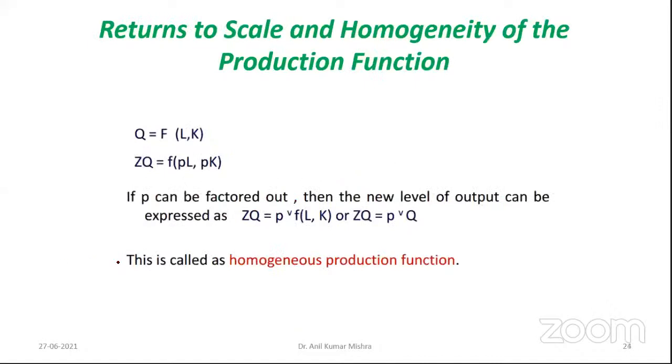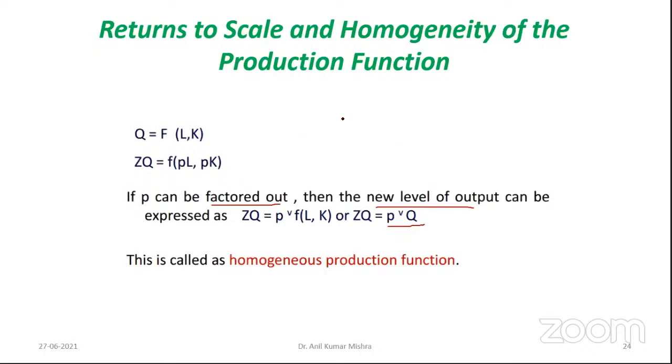Right. So here we have to take into account the proportion of Z and P. If P is treated as the factor, then the new level of output can be elaborated with this. You can take P to the power Q, or you can express it this way. But remember, if the proportion of change in the input factor and the output are the same, then it is called a homogeneous production function. If it is homogeneous of degree one, then it is called a linear homogeneous production function.